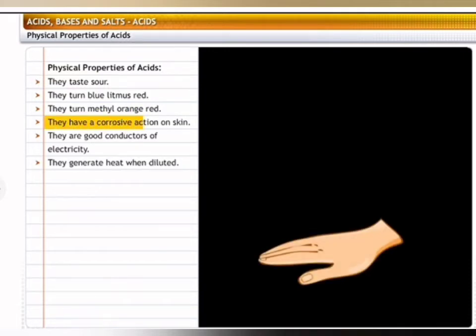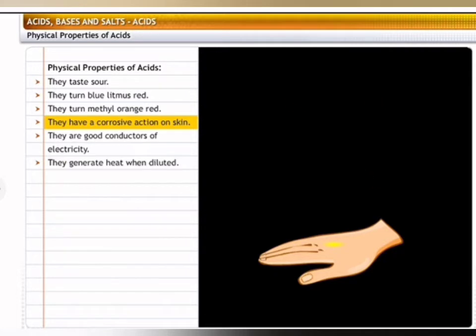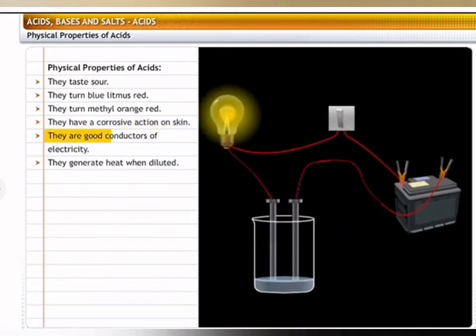Acids have a corrosive action on the skin. Sulfuric acid stains the skin black. Nitric acid stains the skin yellow. And hydrochloric acid leaves an amber stain on the skin. Acids are good conductors of electricity.